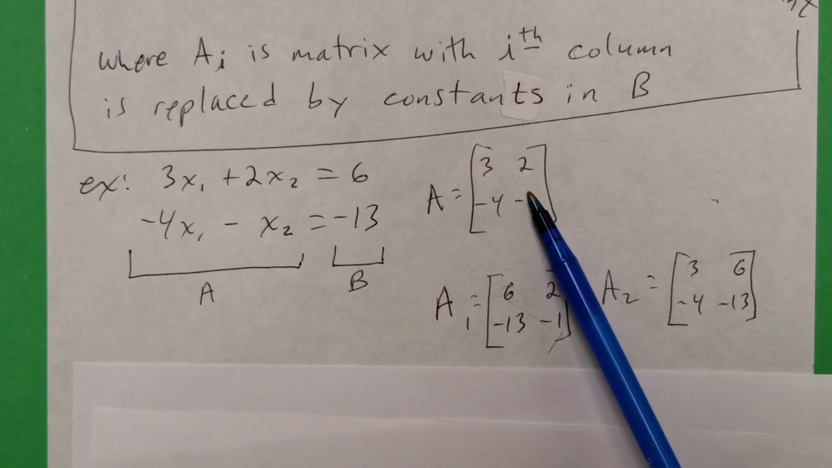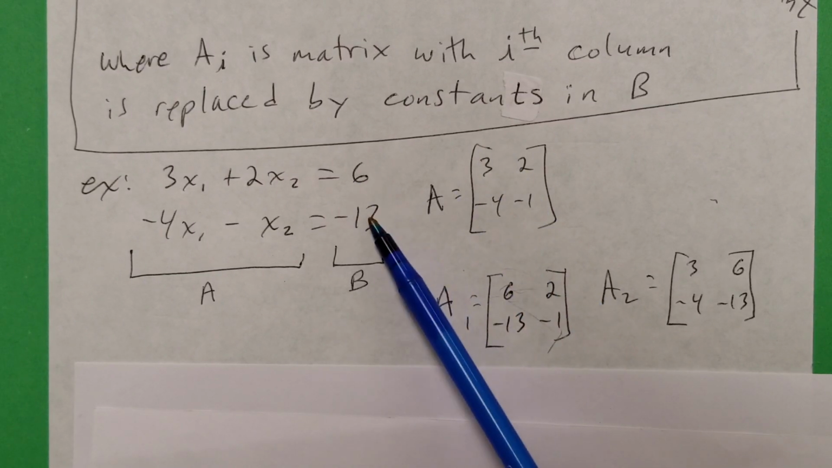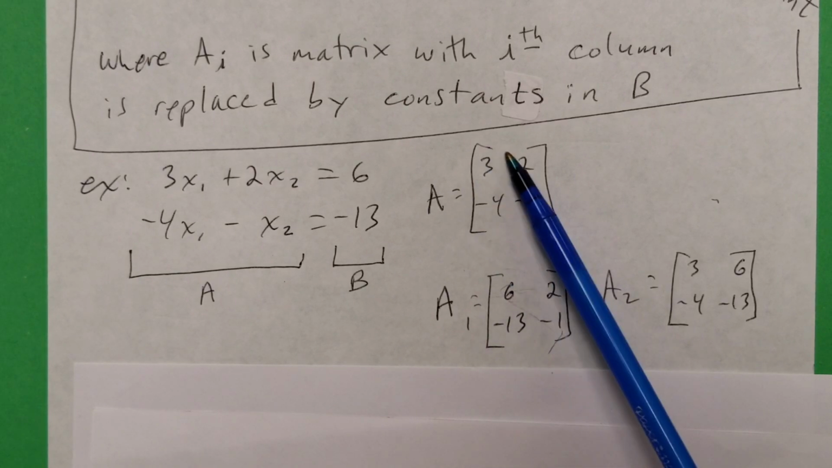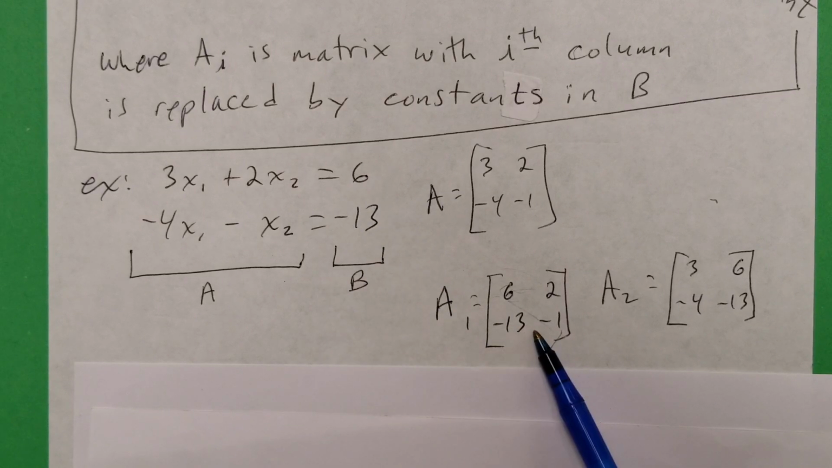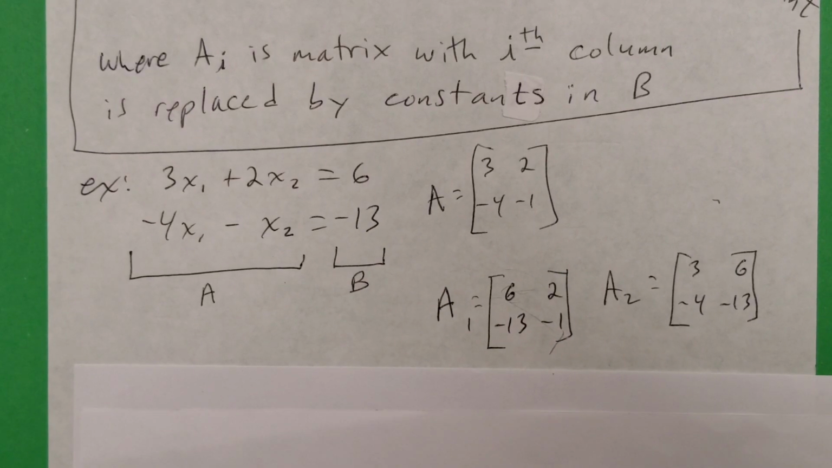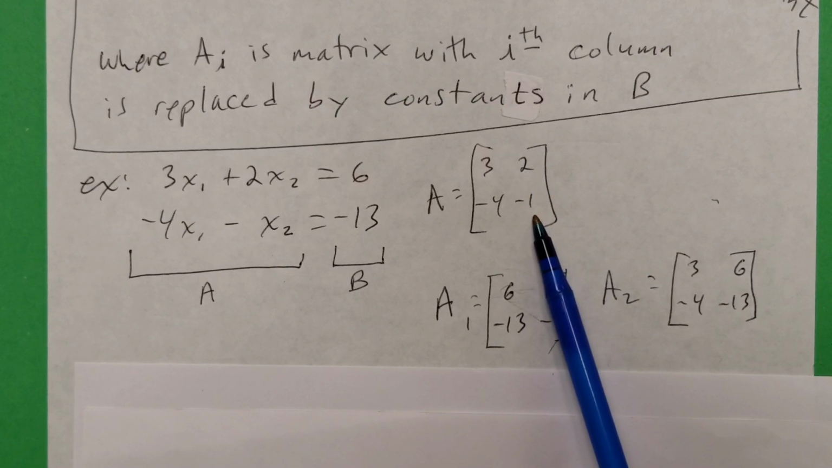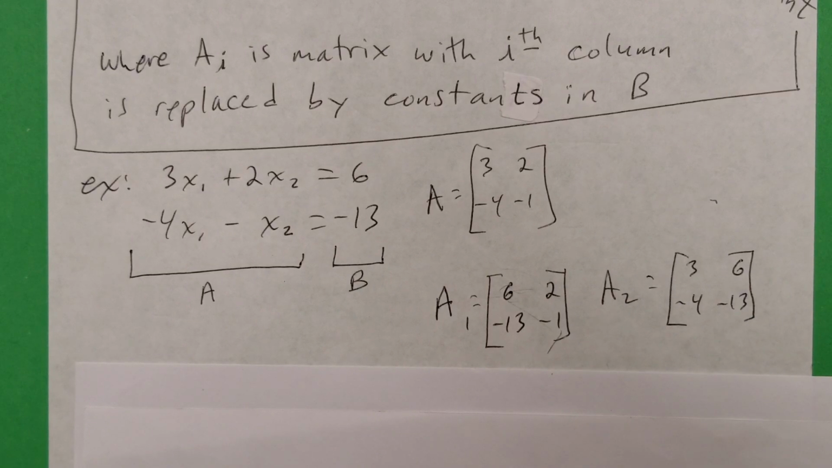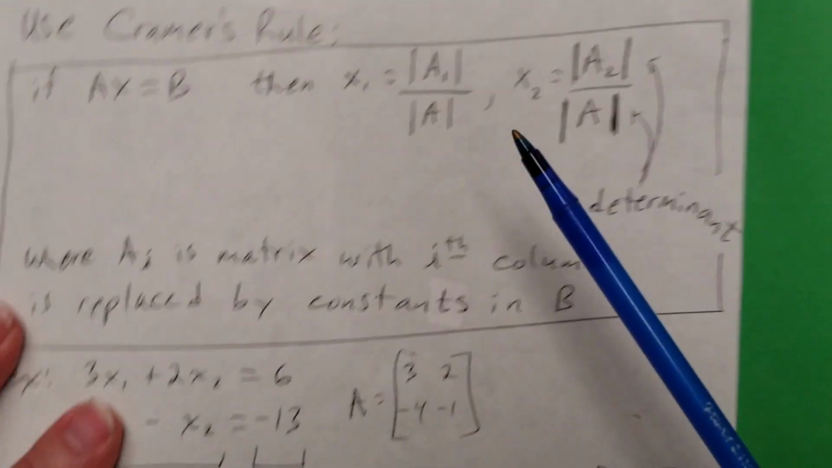So look what I did. Here's A. If you take this column out and replace it with B, don't you get this? Right? I replaced the first column with 6, negative 13, with B. And there it is. Now, how do you get A2? You do the same thing, except you replace the second column. So take out the second column and put 6, negative 13. There you go. So I got A1, A2. Now, I do this with them.